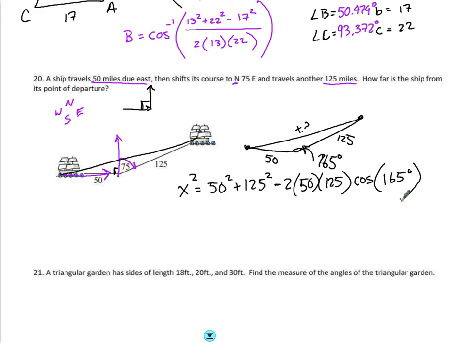gives me a value of x squared being 30,199.07283. But I don't want x squared, I want x, so I'm just going to square root that value. Square root, second negative, and I get a value of 173.779. What are my units going to be? Miles. Miles Davis.